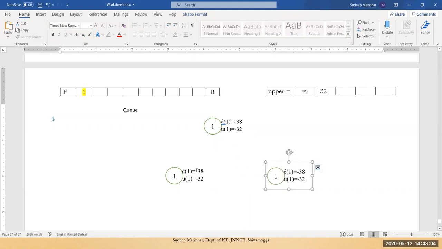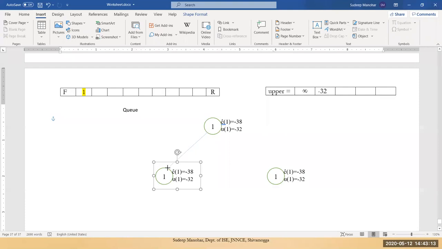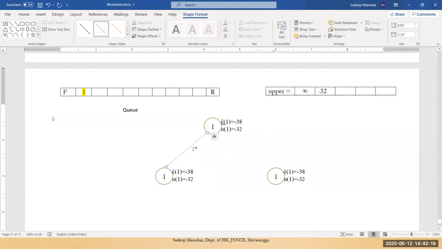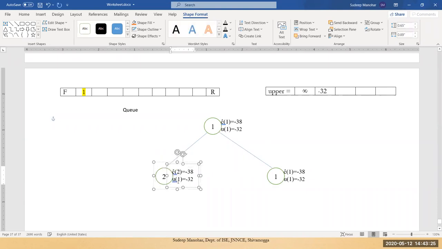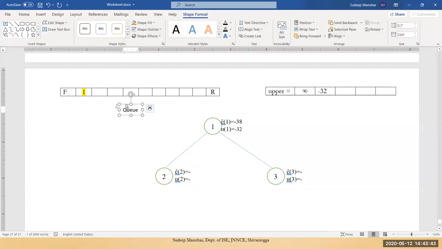The left and the right. Left child and the right child. I'll draw the branch. This is node number 2, and this is node number 3. Now you have to calculate for 2. What does 2 tell? It is with 1. That is x1 is equal to 1.